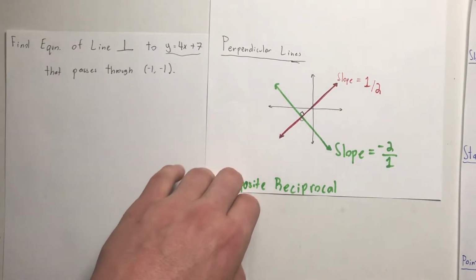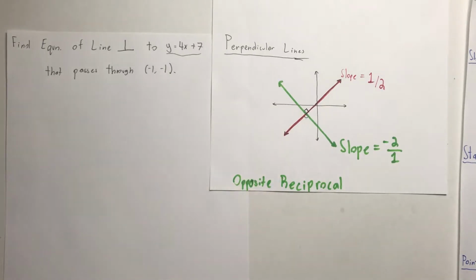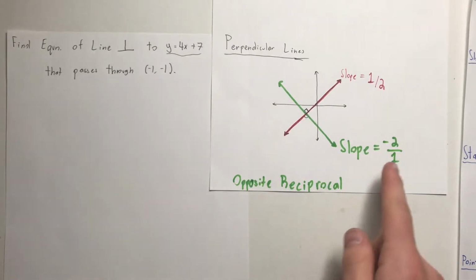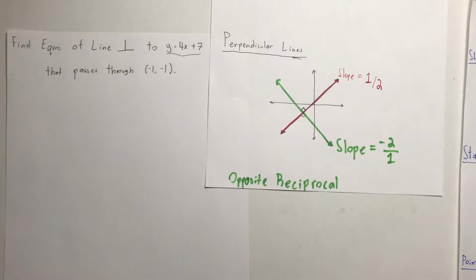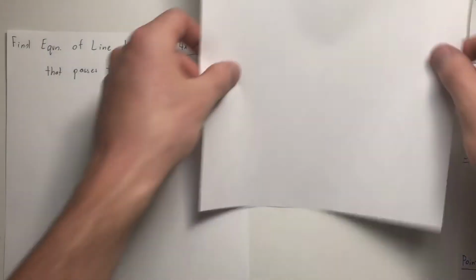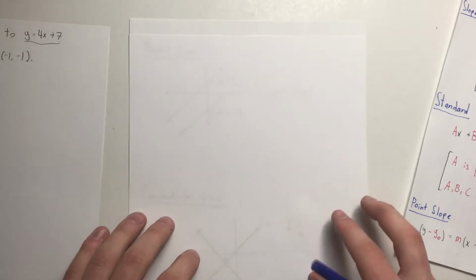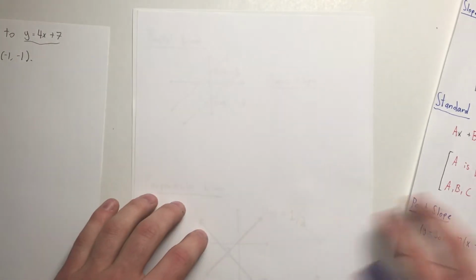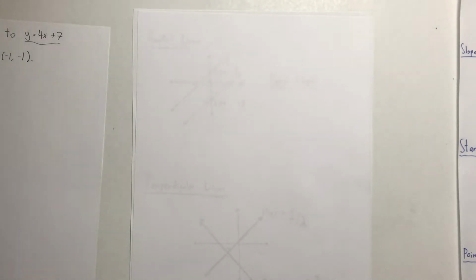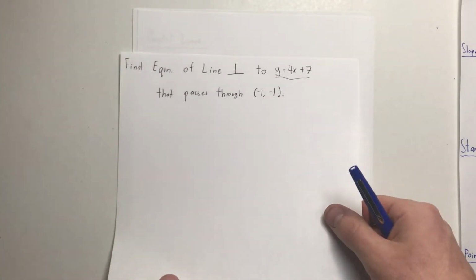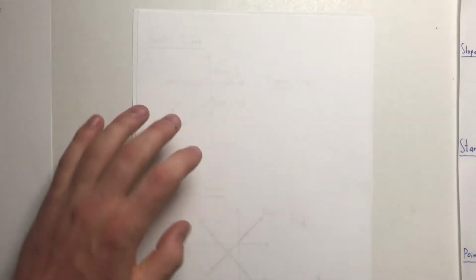Another way to do this is I like to think of it as flipping the fraction and then changing the sign. So if the slope is originally negative, you make it positive. If it's originally positive, you make it negative. So let's actually do a couple examples of finding the opposite reciprocal, just so that doesn't give any issues, and then we'll go ahead and solve this problem using those concepts.